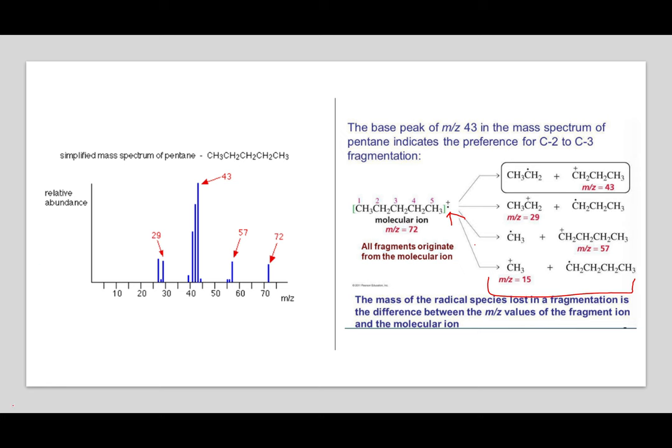Sir, is the propyl ion more stable? Why is it the most stable? Interesting. Yeah. All right, so you're saying at 43, that would be the propyl ion, right? Why is that the most stable thing? Okay.